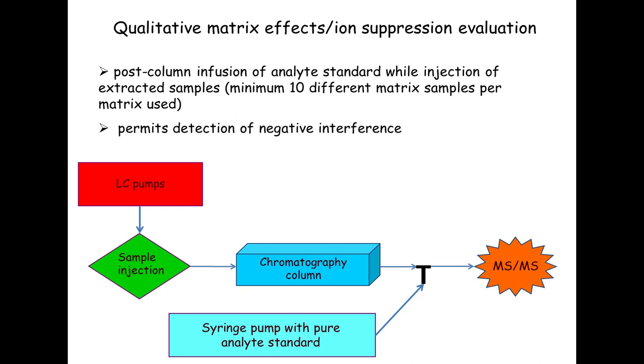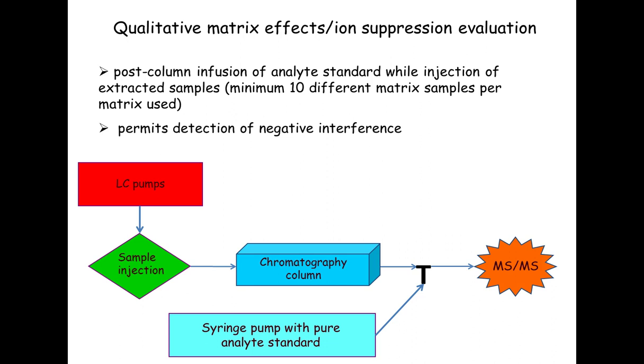Another way to evaluate matrix effects or ion suppression in your method is to do it qualitatively. We do this by using a post-column infusion or a T infusion of a standard of your analyte while you inject the extracted samples. Again, you should use 10 different matrix samples. This basically permits detection of a negative interference.